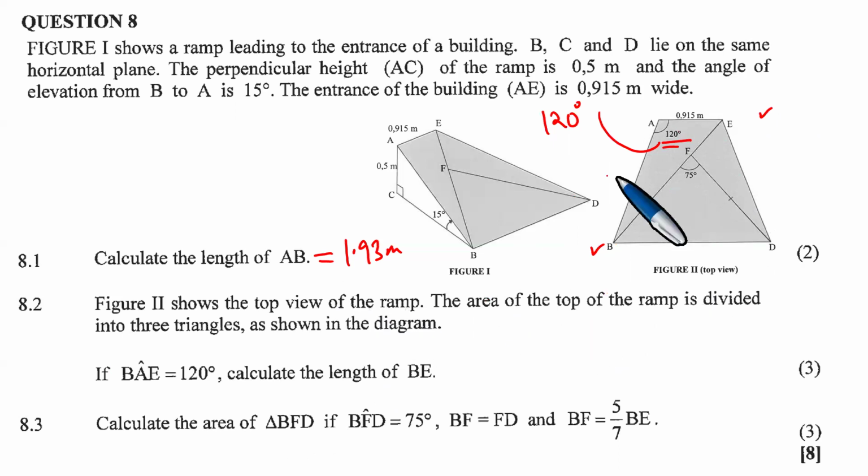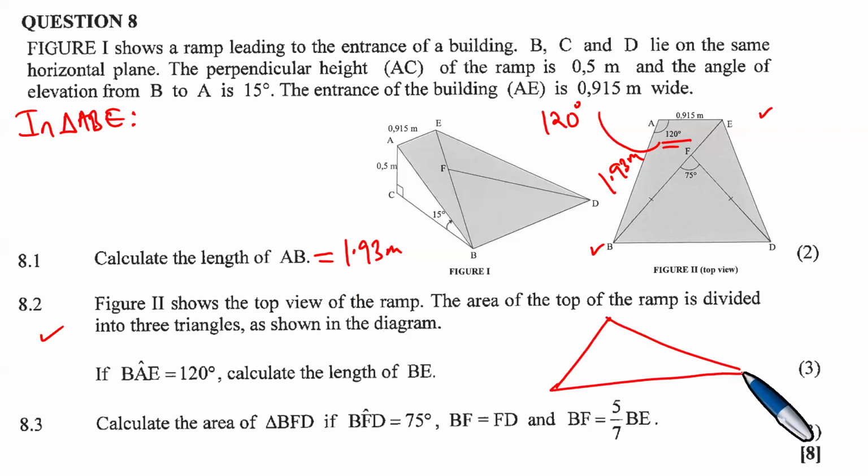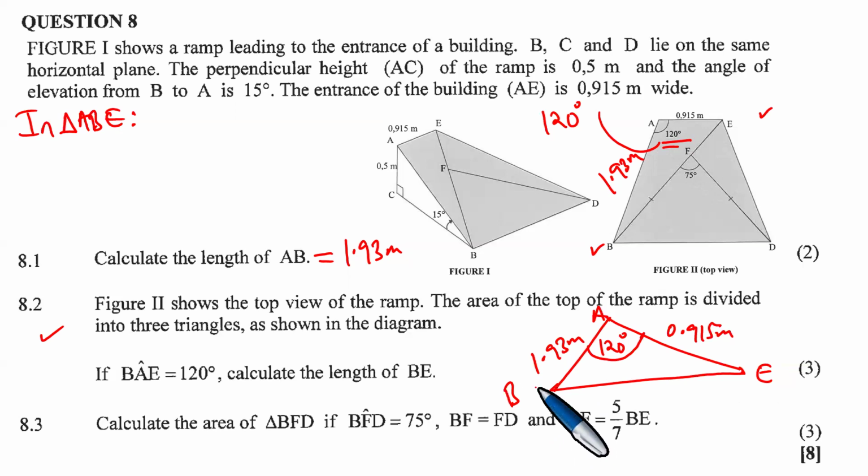But we already know AB, 1.93 meters. So what is the length of BE in triangle ABE? Right, we want to find the length of BE. If you have a triangle like this, where this is A, this is B, and that is E, with 0.915 meters, 1.93 meters, and 120 degrees, like so, here we know two sides and the included angle, and then we can use the cosine rule to find BE.